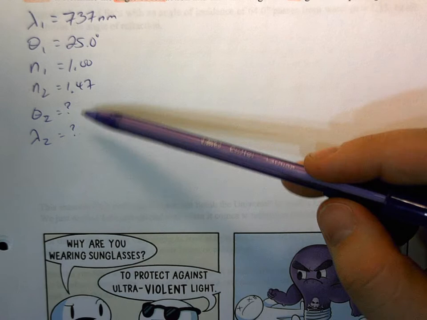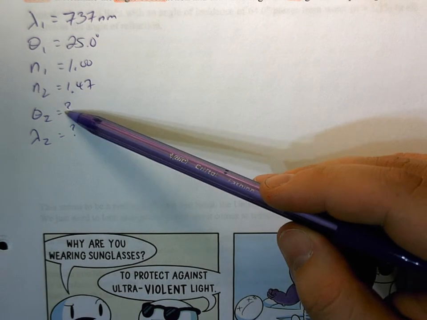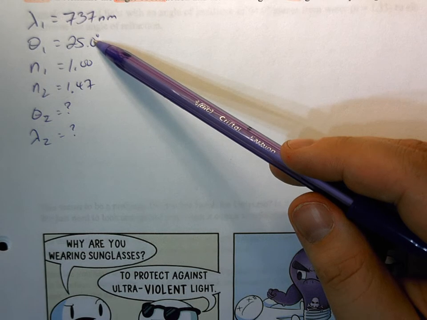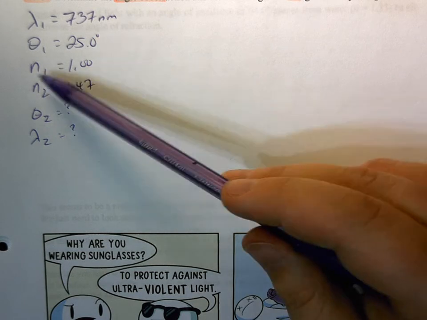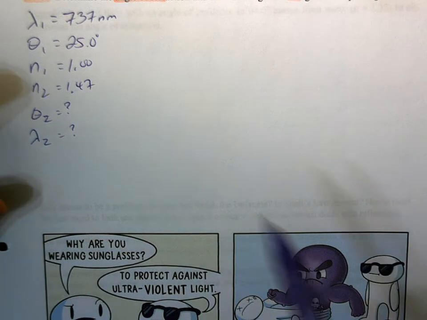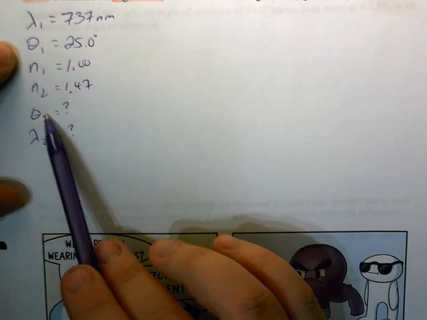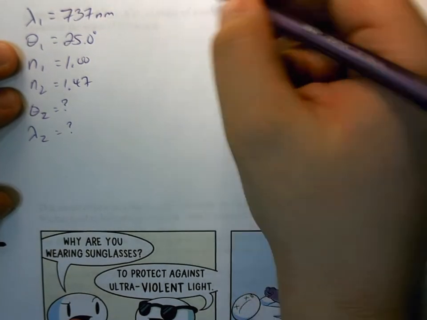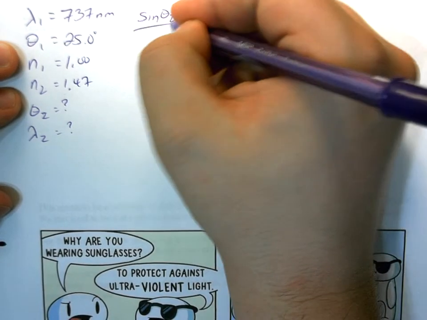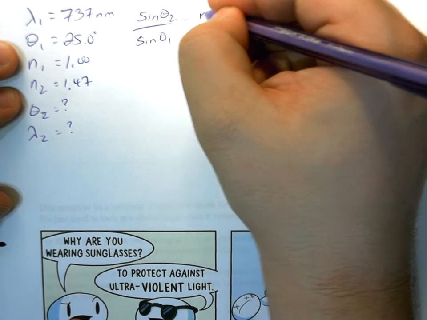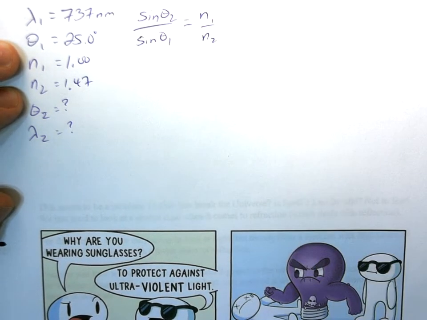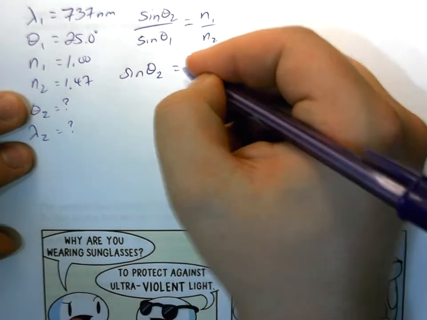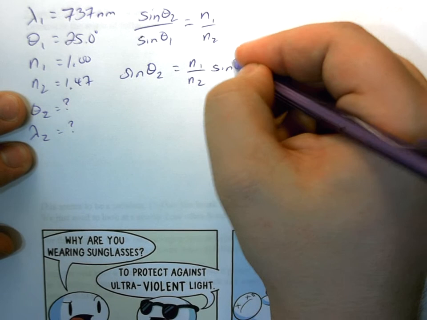Now, if I want to find theta 2, I'm going to need theta 1. And then I need another variable where I know both the incident and refracted components, which is going to be my index of refraction. So I want to use an equation that has theta 1, theta 2, N1, and N2. For that, I'm going to use Snell's law, this version: sine of theta 2 over sine of theta 1 equals N1 over N2. We're going to use that to find the angle of refraction. So sine of theta 2 is N1 over N2 times sine of theta 1.